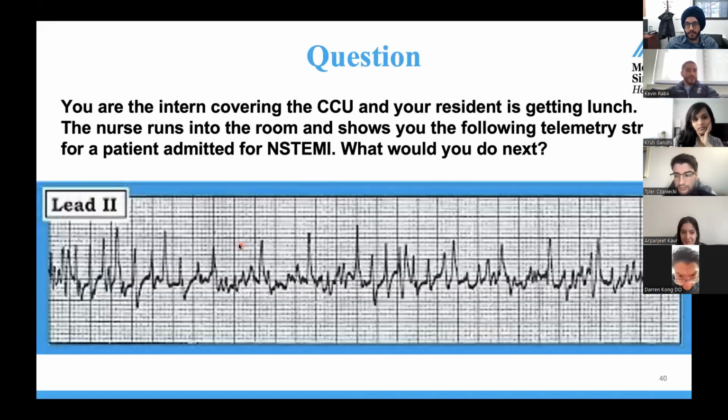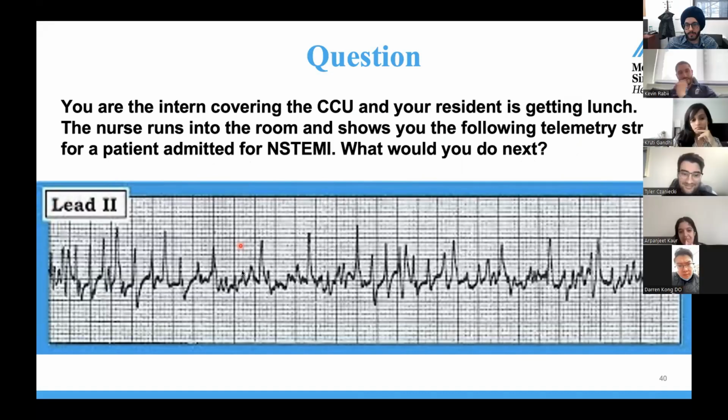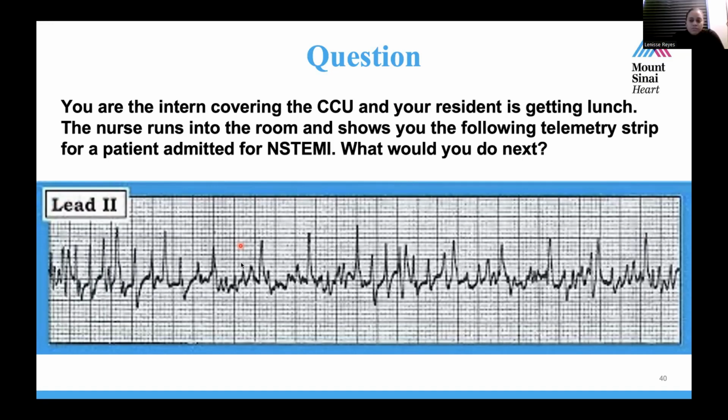So you're the intern covering the CCU during the day, and your resident's getting seamless for lunch. The nurse runs into the room and shows you the following telemetry strip for a patient admitted for NSTEMI. What would you do next? So can anyone tell me what they think this is? Looks like ventricular fibrillation. VFib, all right. Anyone else?